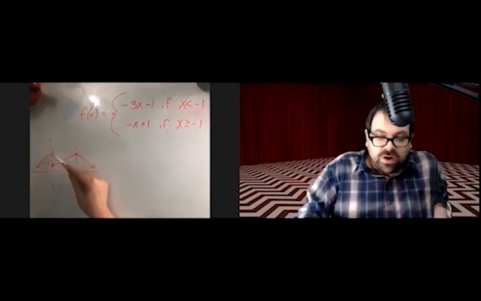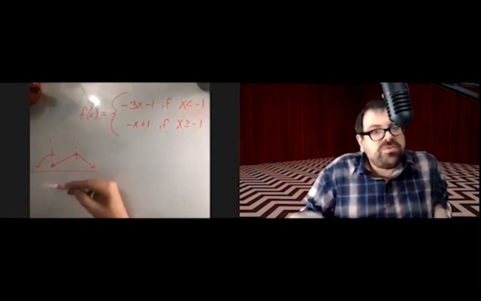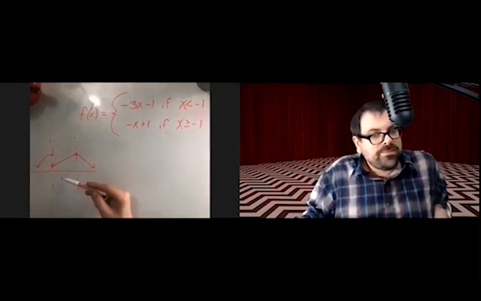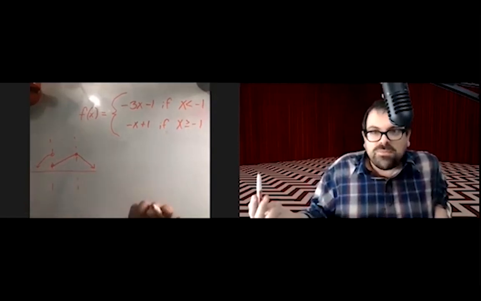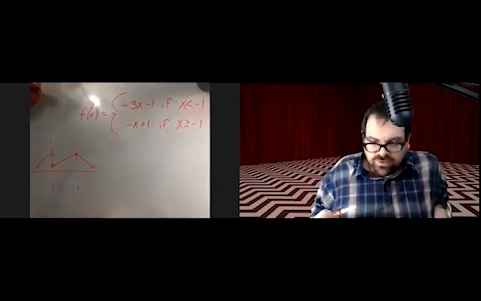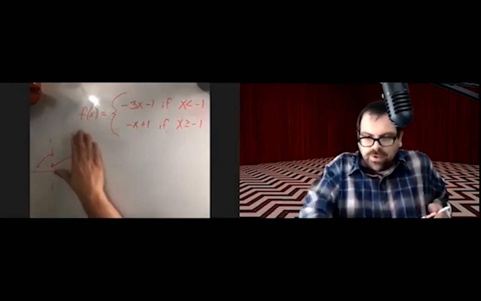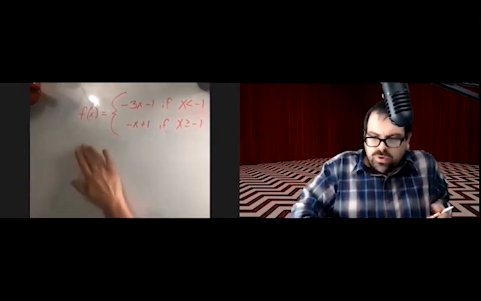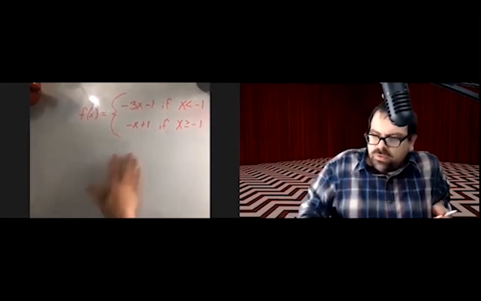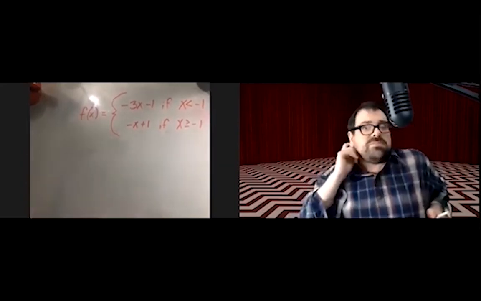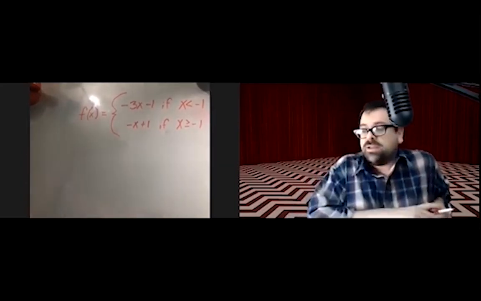But notice if there are two spots, one's going to be an open circle, one is going to be a filled in circle. Why? Because if they were both filled in, it wouldn't be a function. It would fail the vertical line test. So in order to be able to graph a piecewise function, you have to be able to graph lines.